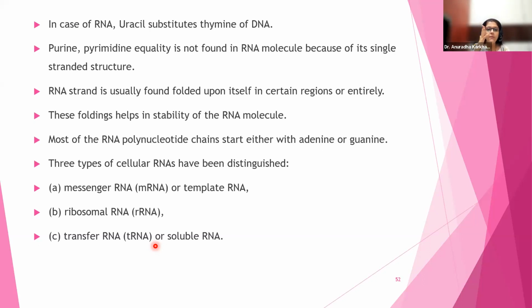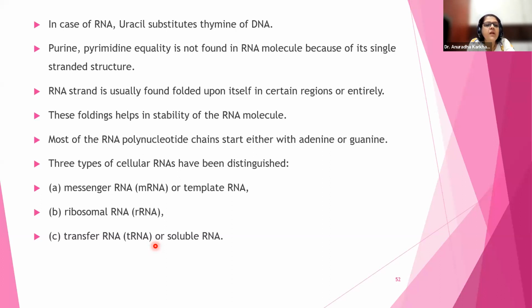Okay. Purine pyrimidine equality is not followed in RNA molecule because of its single stranded structure. So it's not a rule that जितने प्यूरीन हैं. अच्छा, I hope you all know what are purines and what are pyrimidines. ये भी हमने किया था, but still if you are confused. Purines are double ring structures. Pyrimidines are single ring structures. है ना? Yes. So your pyrimidines are going to be thymine, cytosine and uracil. Okay. And your purines are adenine and guanine.